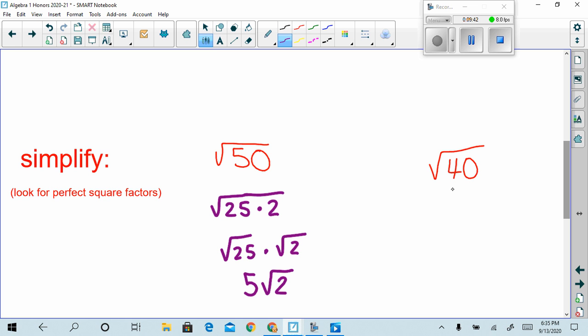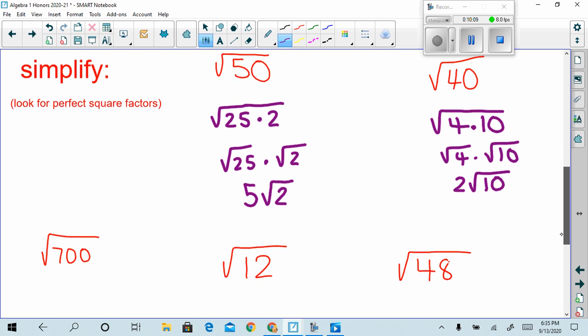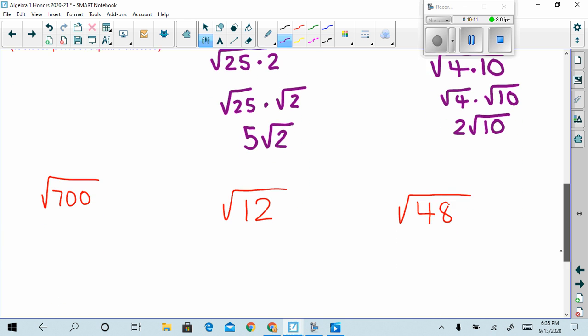So now if I look at the next one, I could think of numbers that give me 40. Well, I have 4 times 10. Well, the square root of 4 times the square root of 10 would give me 2 square root of 10. Now 10 can be broken down to 2 and 5, but neither one is a perfect square. Let's try a couple more of these.